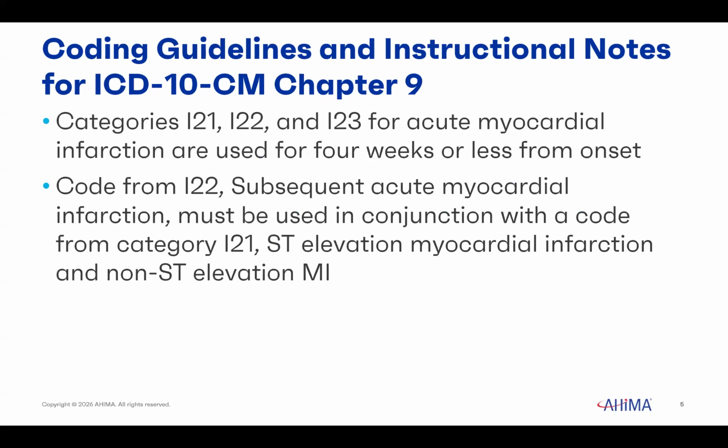Categories I21, I22, and I23 for acute myocardial infarction are used for 4 weeks or less from the onset. Codes from category I22, subsequent acute myocardial infarction, must be used with a code from category I21, ST elevation myocardial infarction and non-ST elevation myocardial infarction.